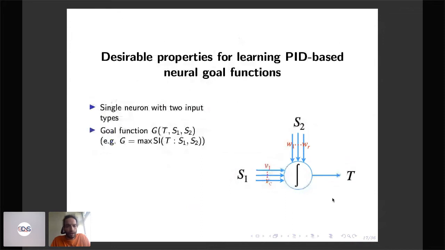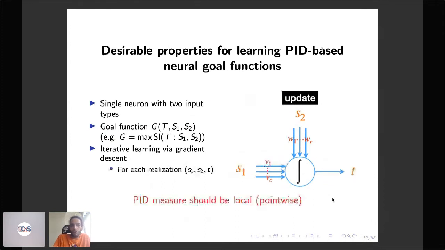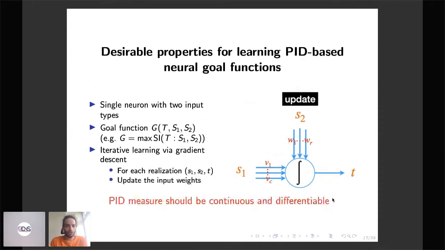Let's say that our goal function is to maximize the shared information between the two sources. We want the contextual information to agree as much as possible with the receptive information that we are getting. To do that, we need iterative learning via gradient descent. We don't have any backprop here, just a simple gradient descent. We have to update at each realization, so we need our PID measure to be local, to be pointwise. Also, in order to update the input weights using gradient descent, the PID measure should be continuous and differentiable. It cannot be non-differentiable or have horribly vanishing gradients. So we need it to be differentiable and continuous.